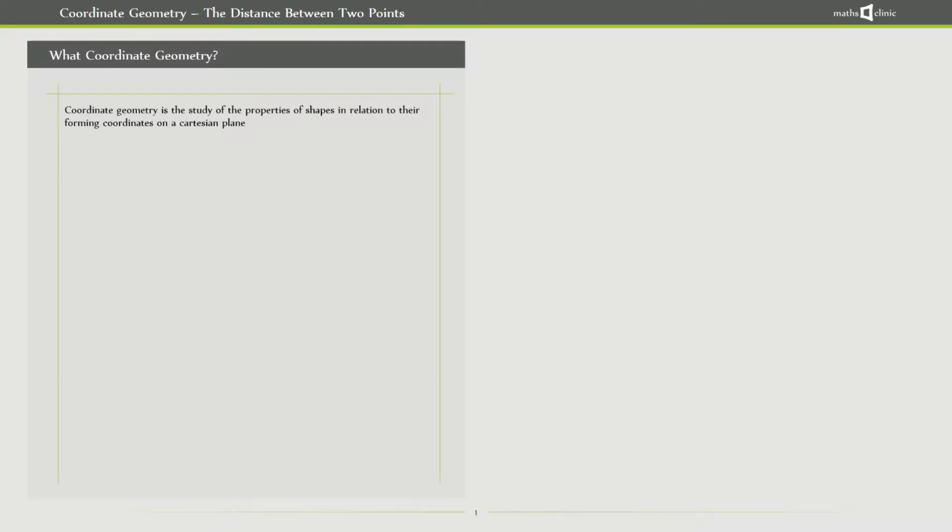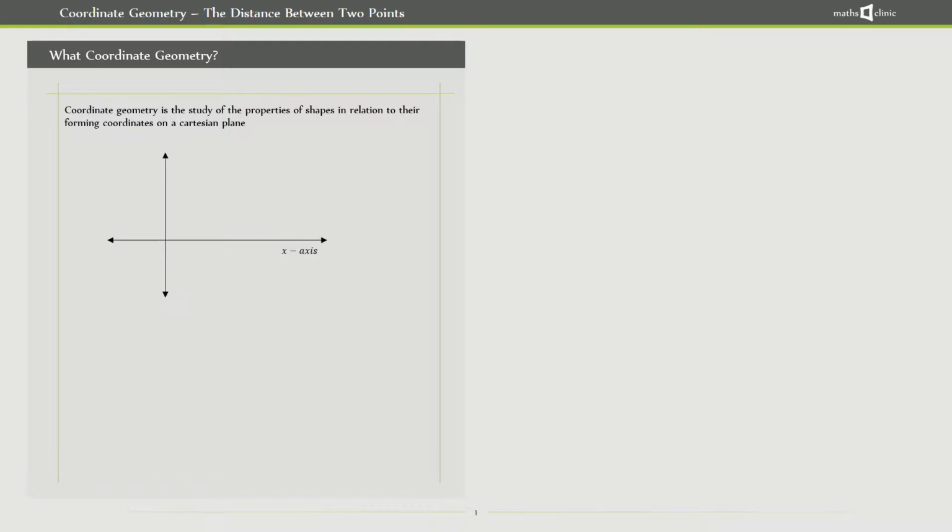So what is coordinate geometry then? Coordinate geometry is the study of the properties of shapes in relation to their forming coordinates on the Cartesian plane. So very simply, we're going to have an XY graph with different points on it, and we'll use these points to form shapes, and we'll be discussing the different properties of these shapes as they relate to the coordinates. Now, let's just understand all of this.